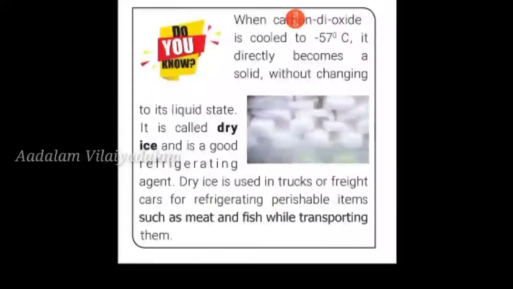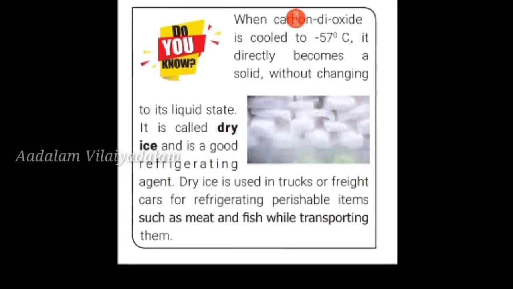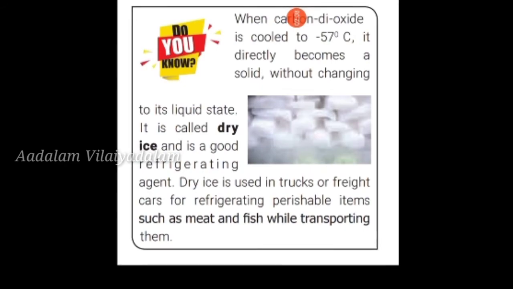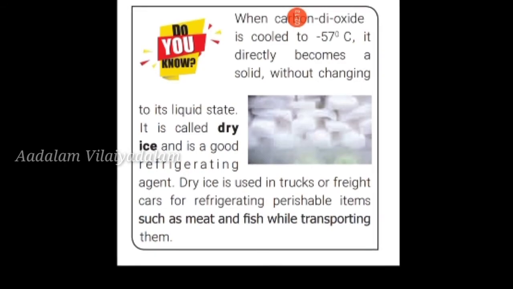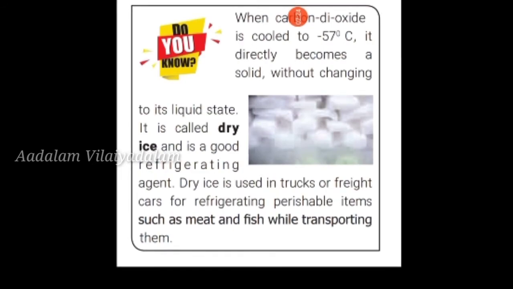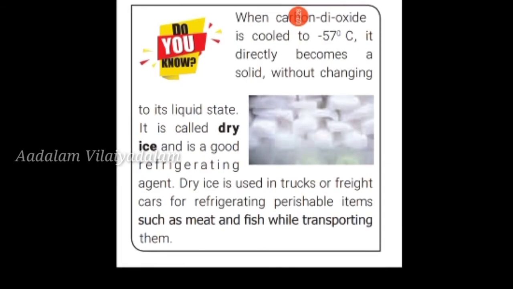Next, let us learn something new. When carbon dioxide is cooled to minus 57 degrees Celsius, it directly becomes a solid without changing to its liquid state. So it is called dry ice. Carbon dioxide, called dry ice, is also a good refrigerating agent. It is used for transporting meat and fish items.